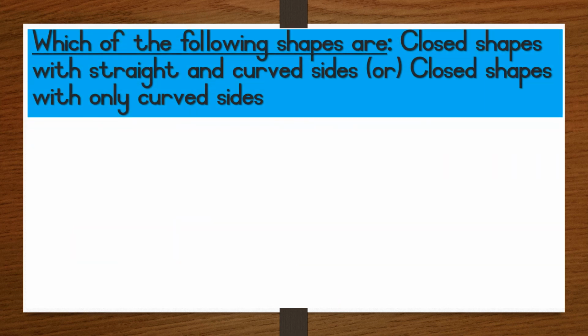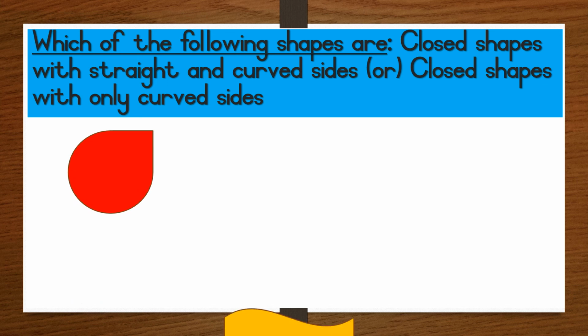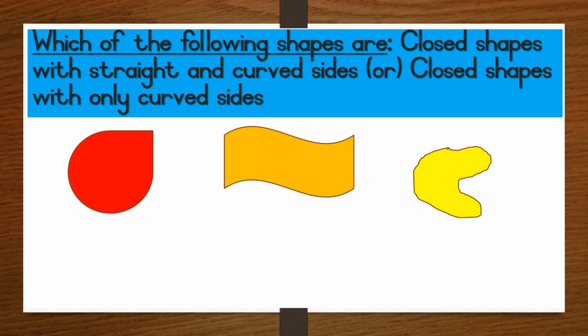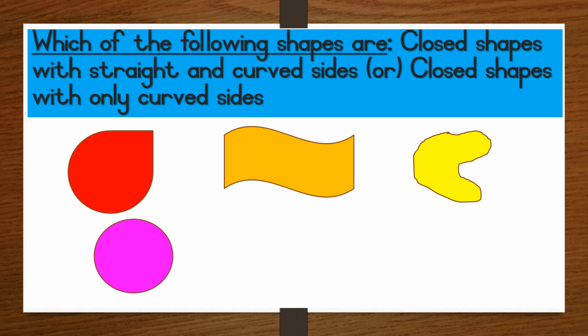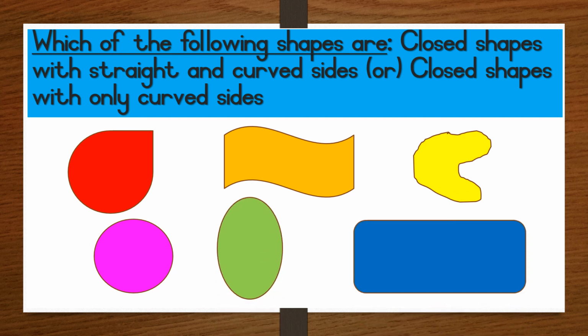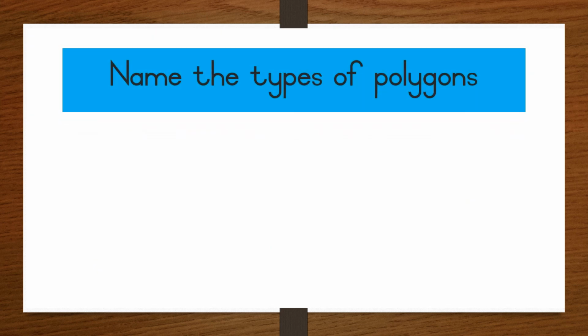Number 2. Which of the following shapes are closed shapes with straight and curved sides, or closed shapes with only curved sides? Again, you may pause the video and go write down what you think the answers are. Then, the last part of the activity. Name the types of polygons.